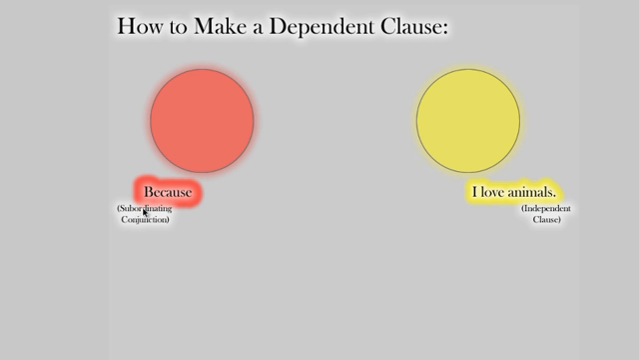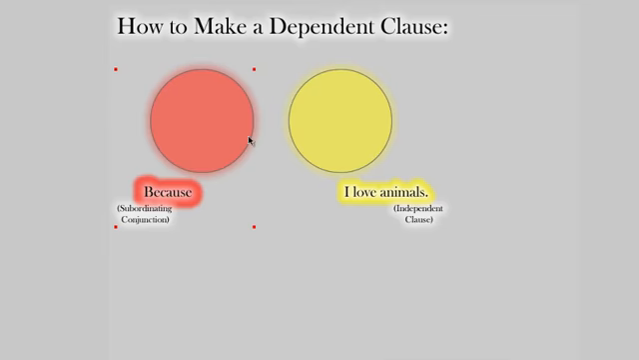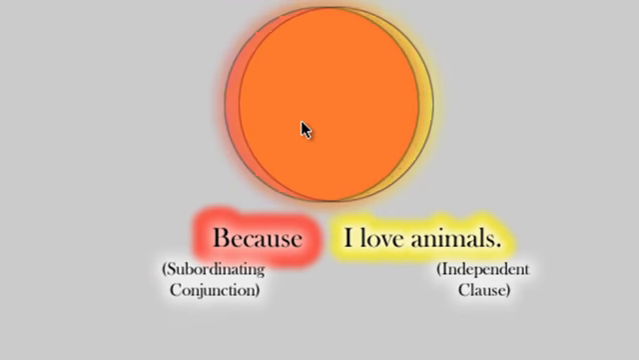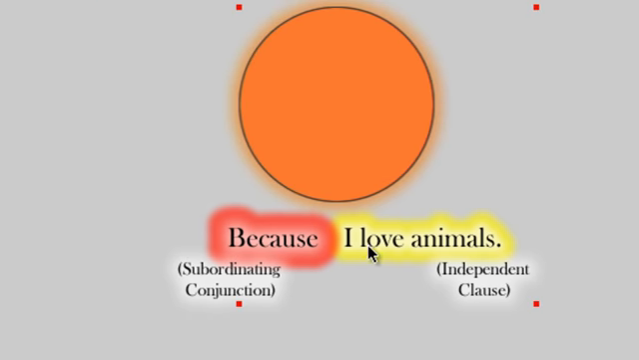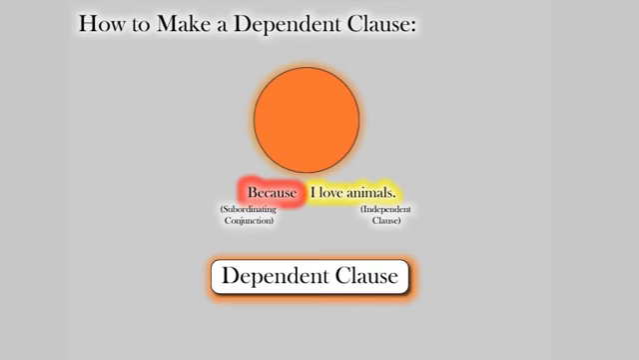And this works with any independent clause. Take any independent clause and add a subordinating conjunction to it, and it will turn into a dependent clause. And just to illustrate that, if we move this over here, and then we're going to grab this and move that over here, you'll see that when we put the two together, we go from our yellow independent clause and our red subordinating conjunction to our orange dependent clause.